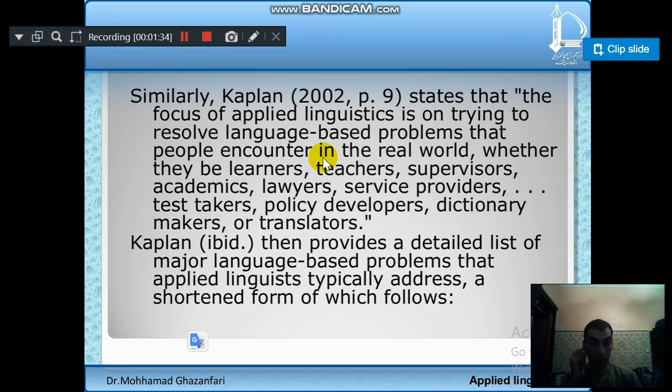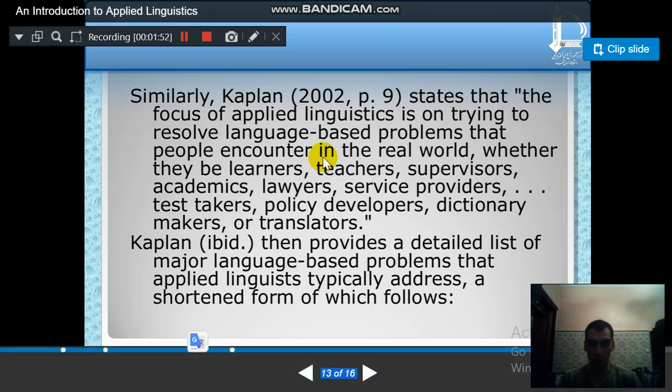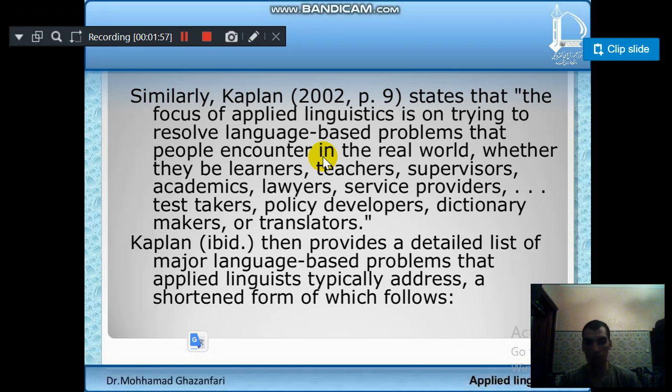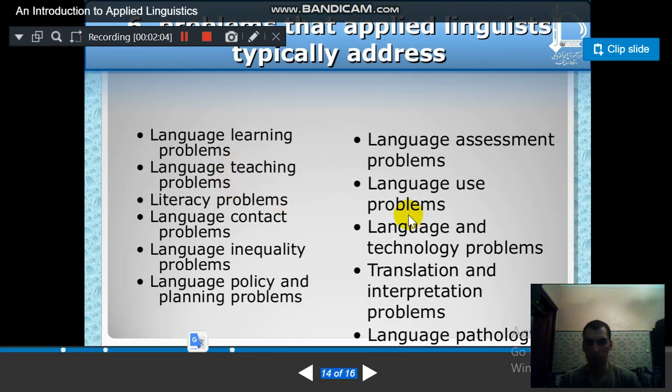So similarly, Kaplan states that the focus of applied linguistics is on trying to resolve language-based problems that people encounter in the real world, whether they be learners, teachers, supervisors, academics, lawyers, service providers, test takers, policy developers, dictionary makers, or translators. Kaplan then provides a detailed list of major language-based problems that applied linguists typically address, a shortened form of which follows. So in applied linguistics, this is very important. This is one of the most important slides in this presentation.